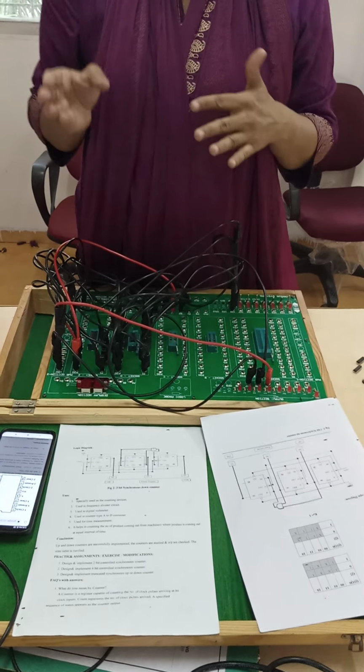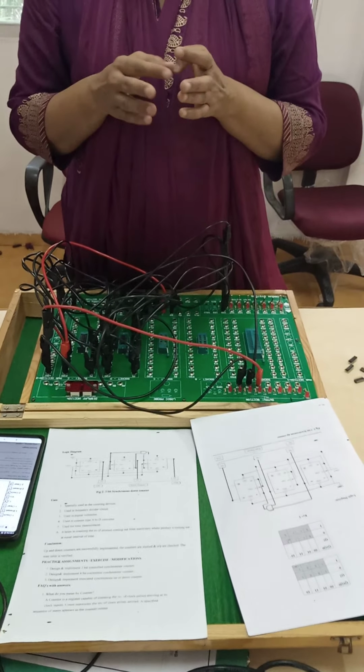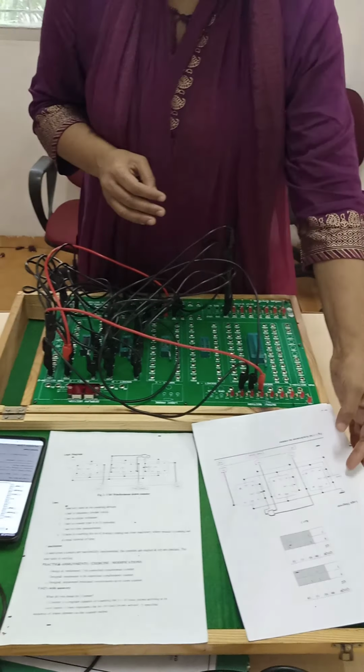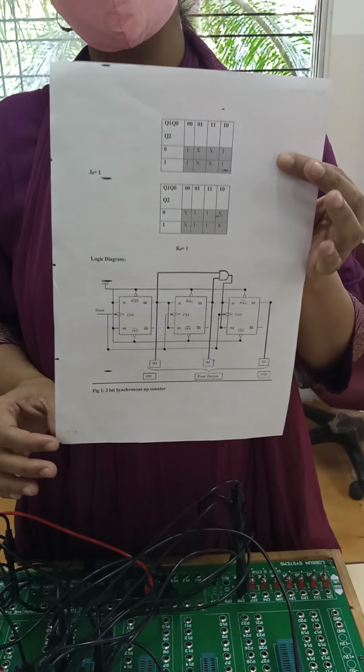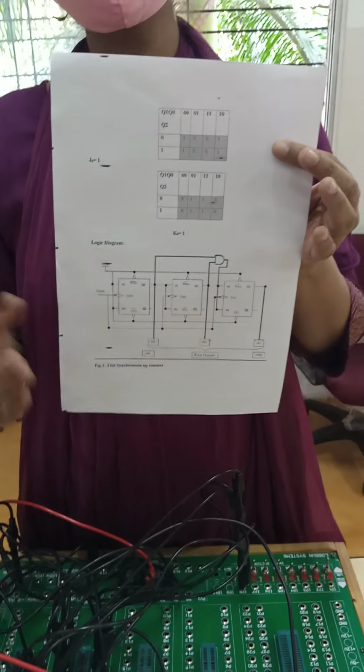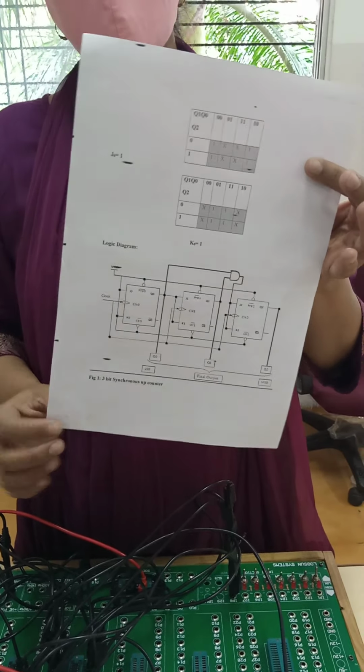bit, it is counting from 0 to 7. The maximum number of bits required to count from 0 to 7 is 3. So we need 3 flip-flops. So already we have seen in the theory the design of the synchronous counter. So mod 8 counter. So this is a circuit diagram.